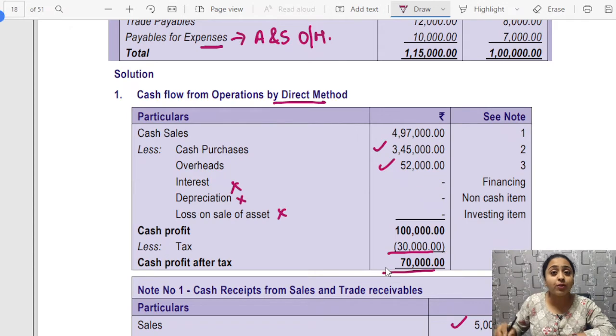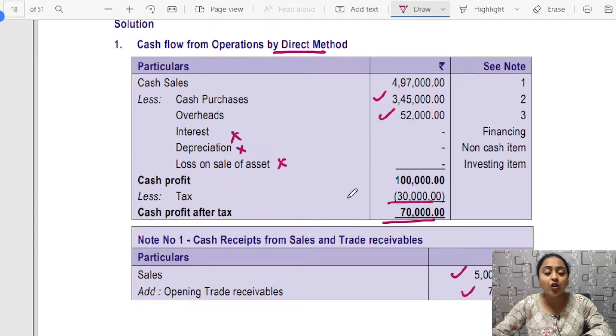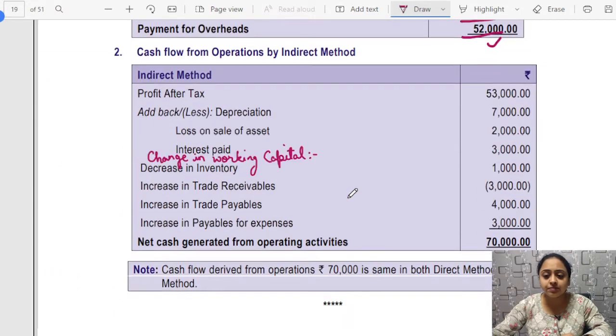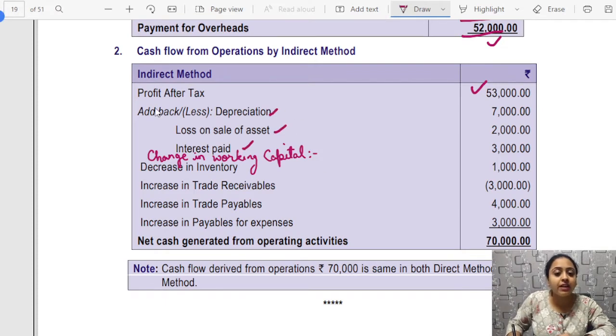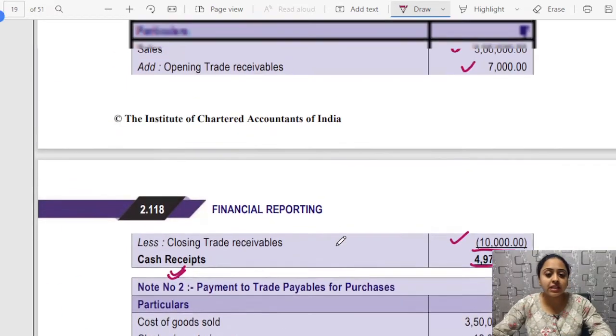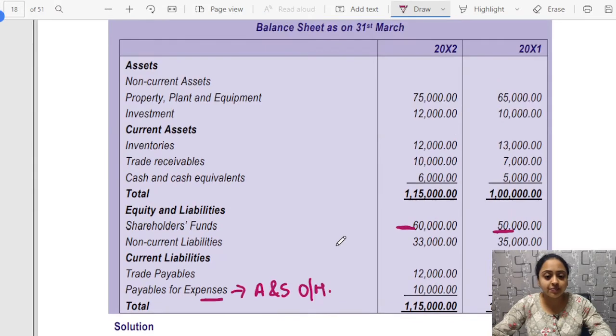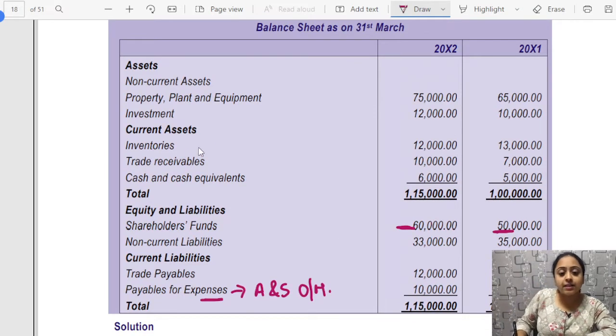Now if you talk about indirect method, you have to start with the profit after tax, or before tax, that is 83,000, or you can say after tax, that is 53,000. Now depreciation, loss and interest, these three will be added back. And then working capital change will be done. What is working capital change? Firstly comes inventories.